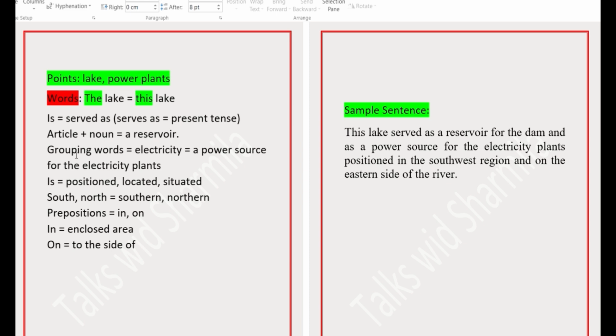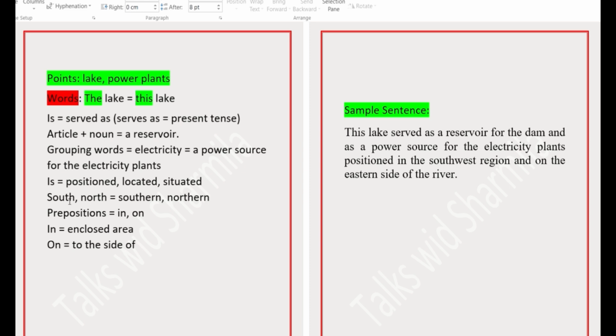Now the next point. Try to group the words so that you cross that 6.5 range very easily. So what is it? It is the electricity which we are going to speak about. So how will we write, children? It is a power source for the electricity plants. See how well the word is being developed, isn't it?